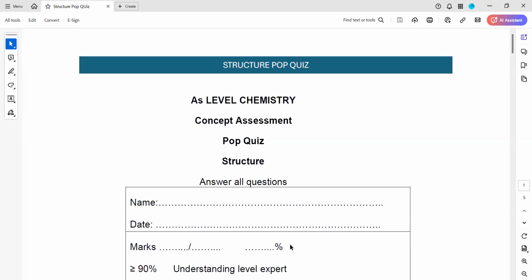So this was a structure pop quiz 1. We'll go through it. If you have any doubt in any part, you can mention it and I will discuss that.